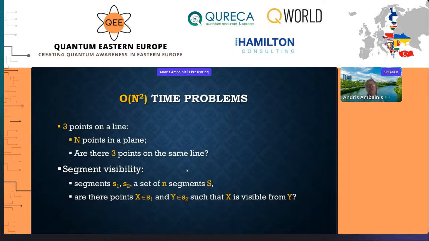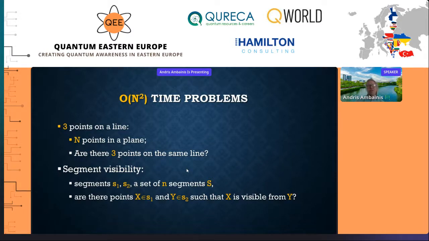The common feature for both of those problems is that they can be solved classically in quadratic time, quadratic in the number of points or number of segments. So quadratic time is fine as long as the number of points or segments doesn't get too large. If we have 1,000 points, n squared is 1,000,000, that's manageable. If we have 1,000,000 points, n squared is 1,000,000,000,000 time steps, which might be less manageable.